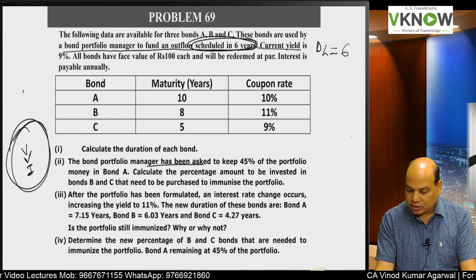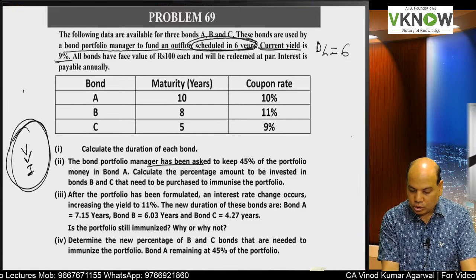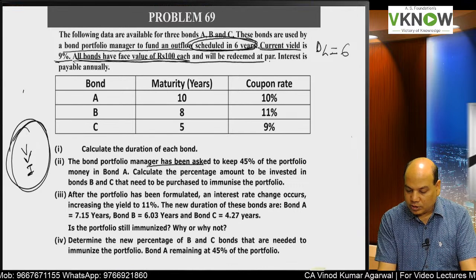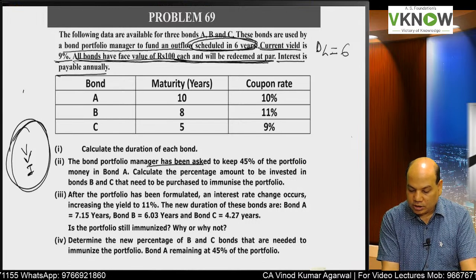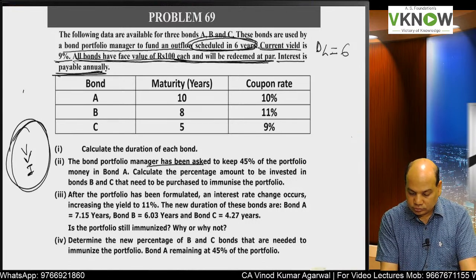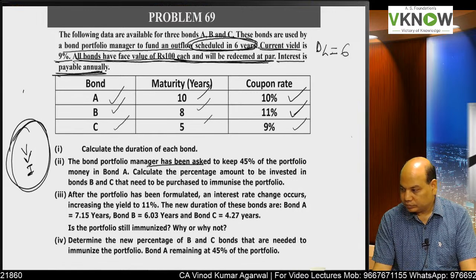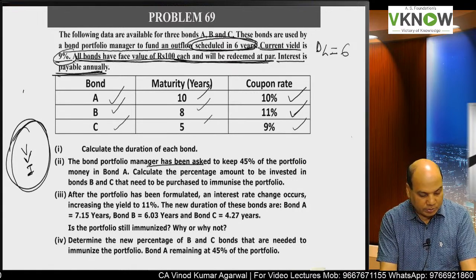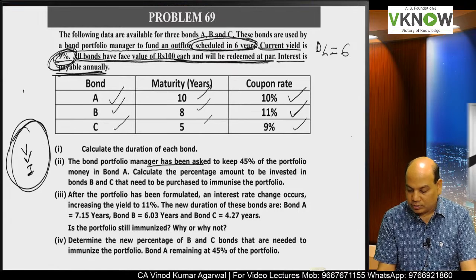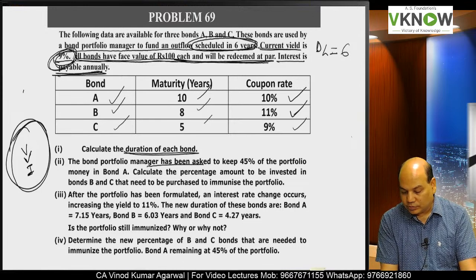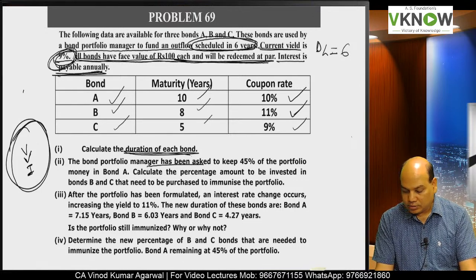Current yield is 9%. All bonds have face value of ₹100 each and will be redeemed at par. Interest is payable annually. There are 3 bonds. These are the maturity years. These are the respective coupon rates. So this 9% I will use as a discount rate here for finding the present value of each bond and duration of each bond. Right.